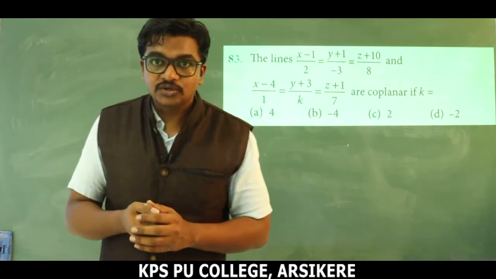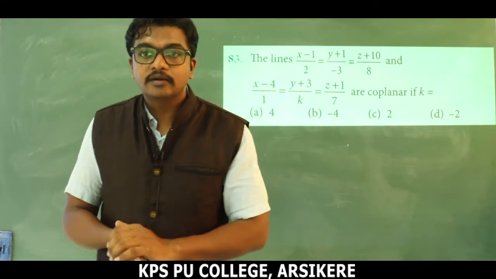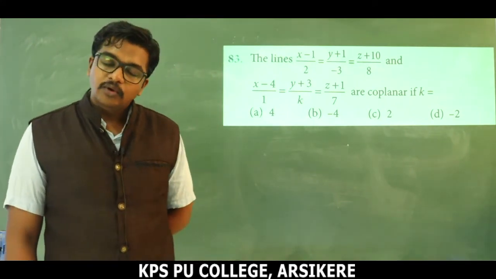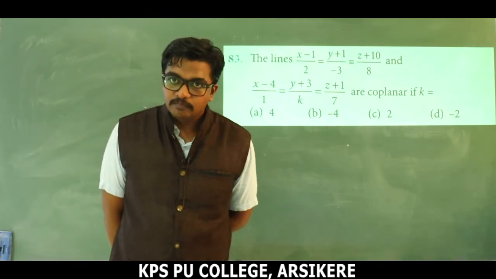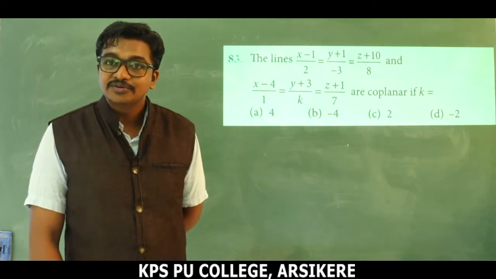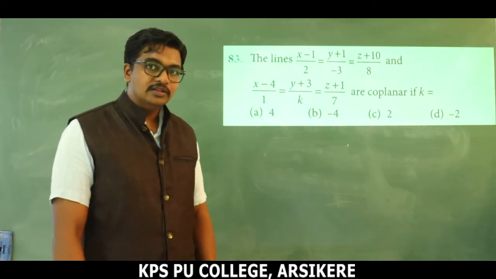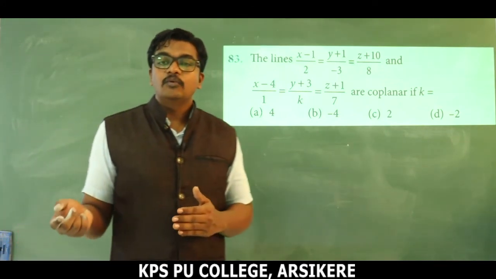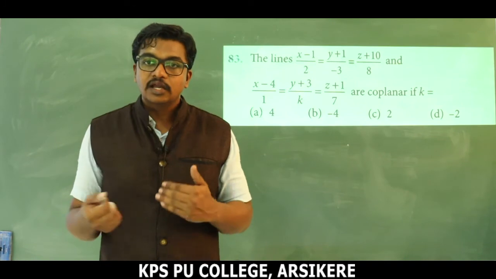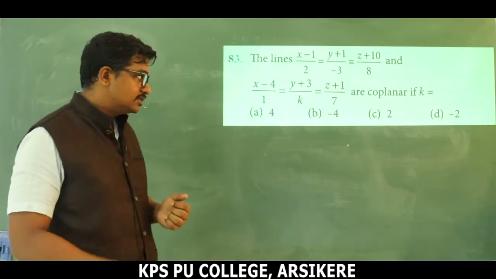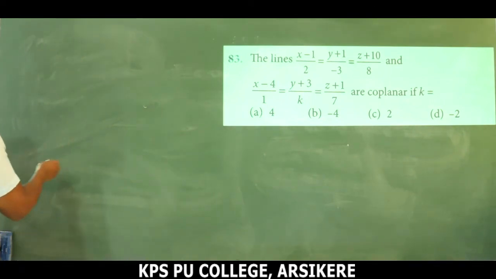Just remember the condition for two lines to be coplanar. Vector r is equal to a1 plus lambda into b1 and vector r is equal to a2 plus mu into b2. The condition is a2 minus a1 dot b1 cross b2 is equal to 0. So we will go with that. Or else, in the Cartesian form, the first row is x2 minus x1, y2 minus y1, z2 minus z1, in the second row a1 b1 c1, in the third row a2 b2 c2, is equal to 0. That is the condition. First we have to convert the given equation to general form.